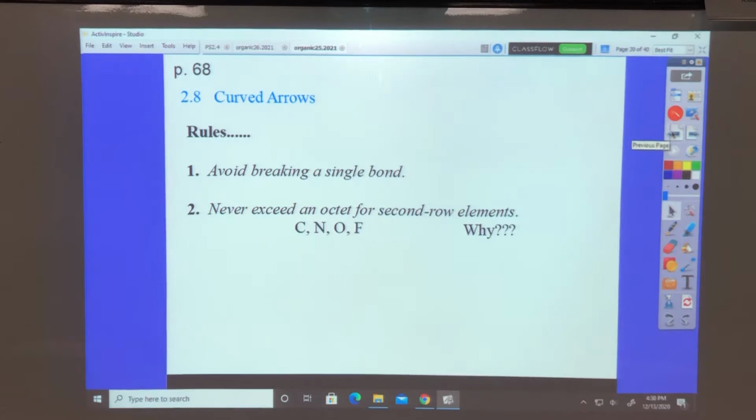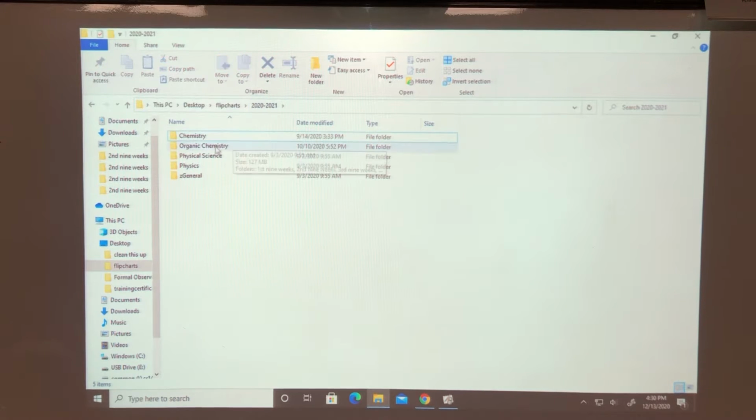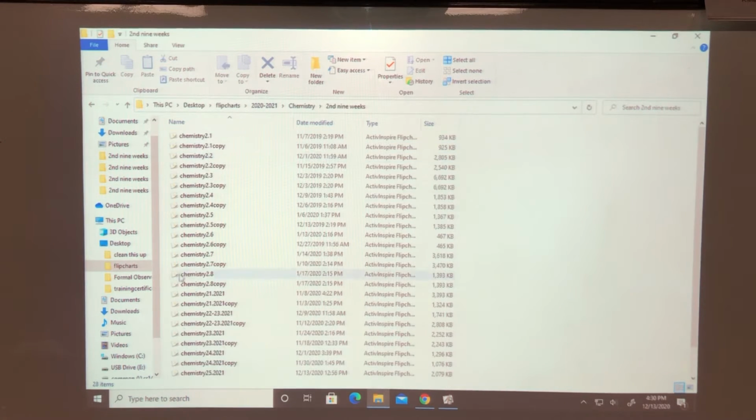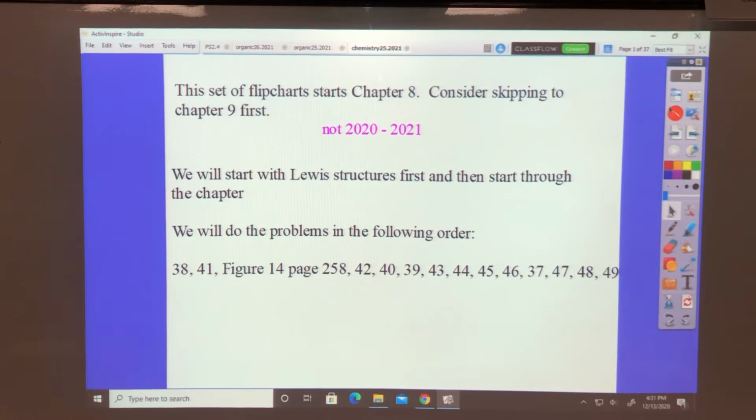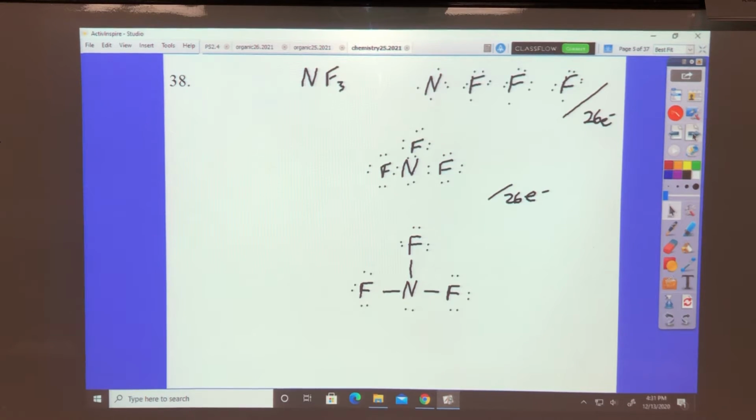As a matter of fact, let me pull up last week's, where you did Lewis structure stuff in chemistry, and I'll show that to you. There's some Lewis structure stuff. Nitrogen here has an octet.